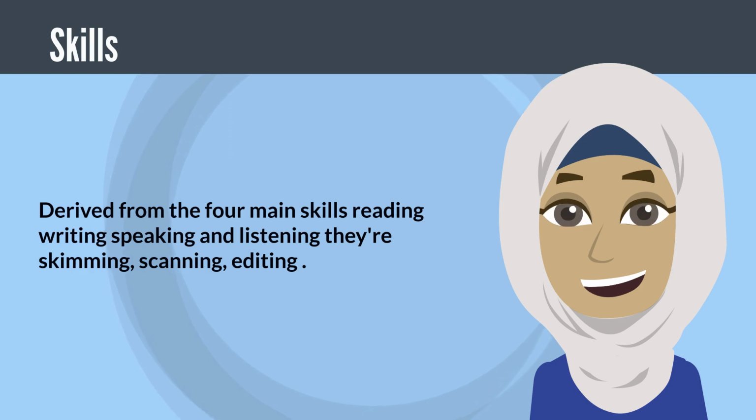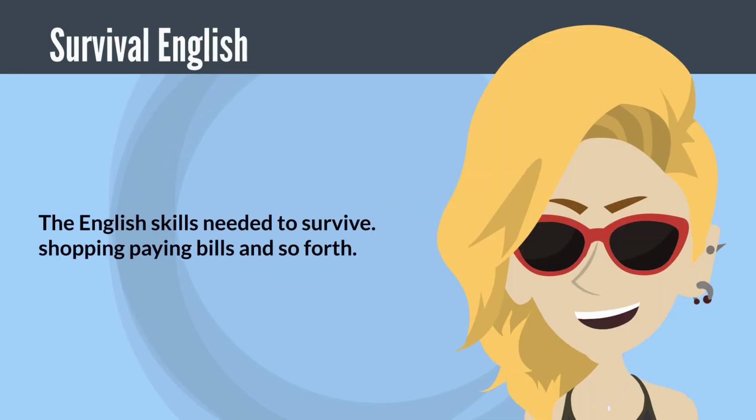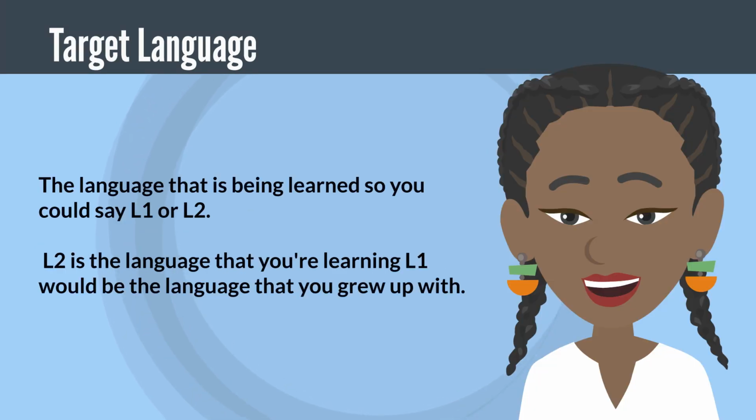Some skills are derived from the 4 main skills: reading, writing, speaking, and listening. They're skimming, scanning, editing. Survival English: the English skills needed to survive. Shopping, paying bills, and so forth. Target language is the language that is being learned, so you could say L1 or L2. L2 is the language that you're learning. L1 would be the language that you grew up with.